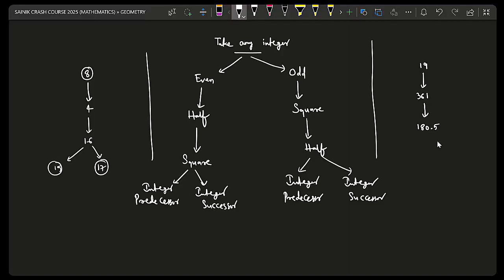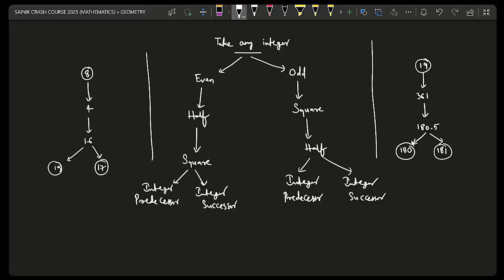Yes, sir. Okay. Now after having it, what should we do? Take an integer before that and after that. Which integer is before 180.5? Sir, 180. And which integer is just after that? 181. Okay. This is not a useful group because the numbers are very large and a question may not be created on this. But you can still check that 19 square plus 180 square is going to become 181 square. So this is the method that we use to create a Pythagorean triplet with a desired number.